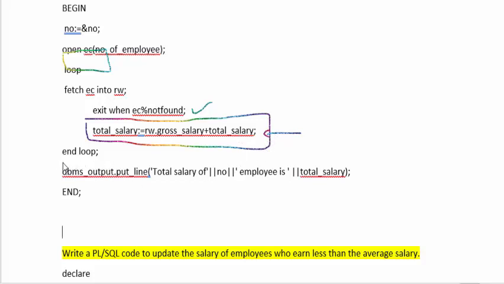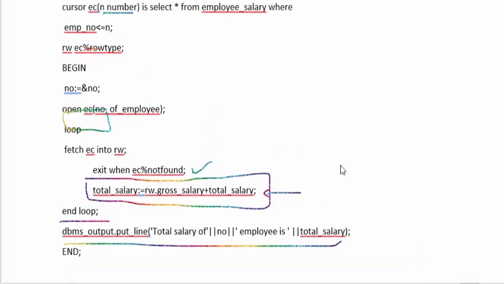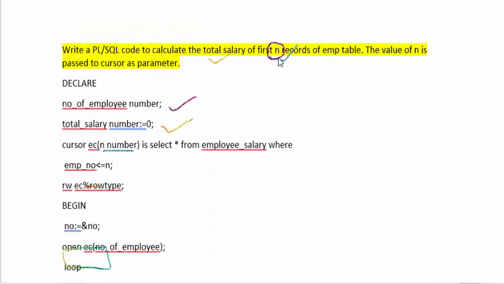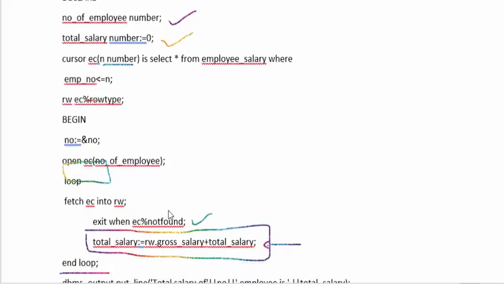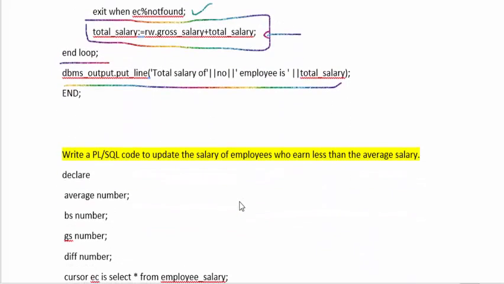And finally, after completion of the loop, you have to just display the total salary of the employees. Okay, so what we have done? We have passed the number of employees, that is number of records in the employee table, as an argument to the cursor, and according to this number the records will be fetched, and of that particular number of employees the salary will be calculated.